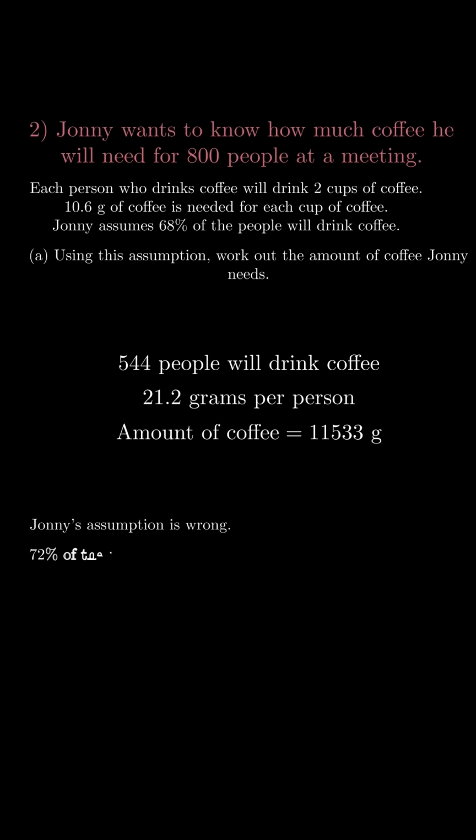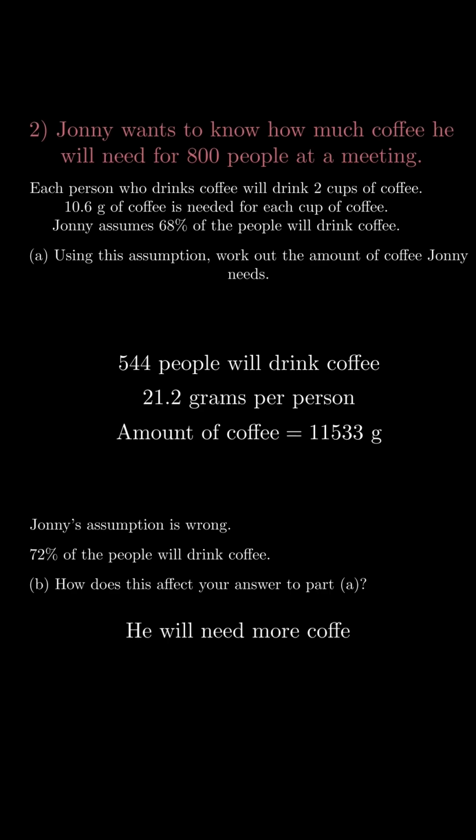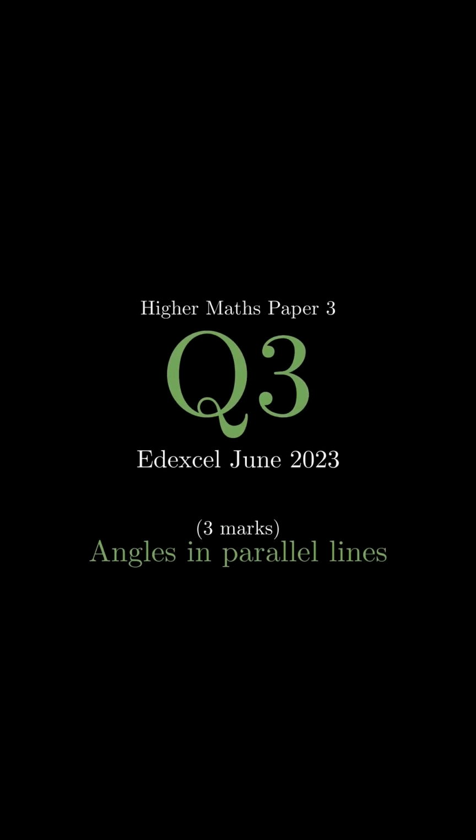Johnny's assumption is wrong. 72% of the people will drink coffee. Part B. How does this affect your answer to Part A? Since there's a higher percentage, that means that more people will need coffee, so that means that Johnny will need more coffee.